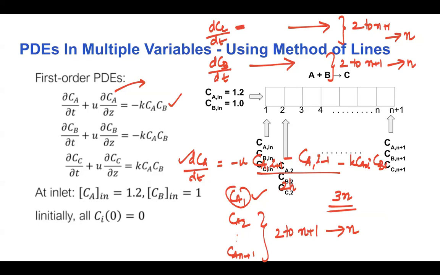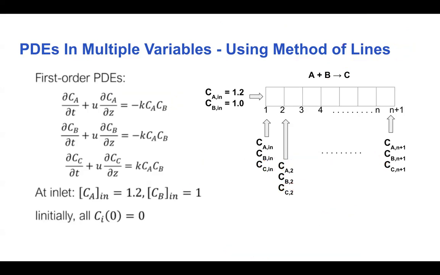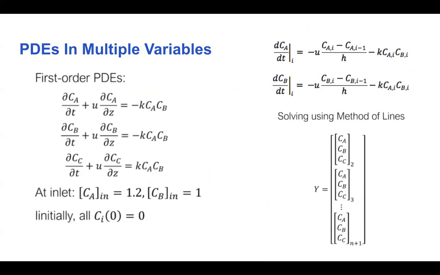One set of n equations for A, one set of n equations for B, another set of n equations for C. You have to combine it in such a way that you can solve the system. So how do we combine it? This is how you combine it using method of lines. Remember you have n plus 1 grid points, right? For n plus 1 grid points, we are not looking at the CA, CB, CC at the first grid point.